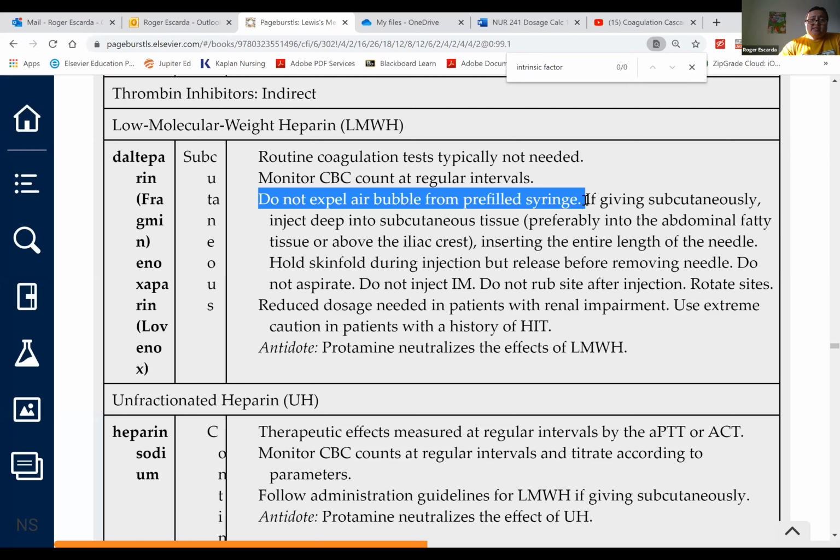So the answer is nothing. We do not expel that air bubble. Give it directly. So don't worry, the patient doesn't get the air bubble. The syringe is designed already that way.